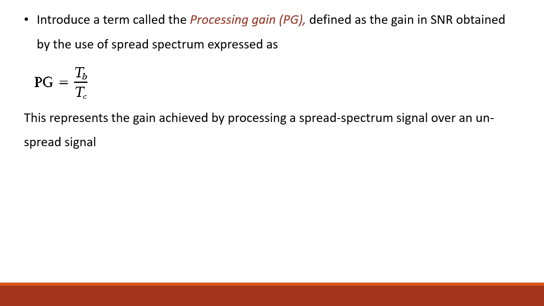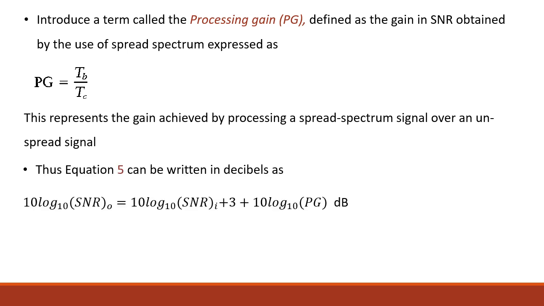Next we introduce a term called the processing gain, indicated as PG, and this is defined as the gain in SNR obtained by the use of spread spectrum. So this processing gain PG can be calculated as PG is equal to TB by TC. Now this processing gain represents the gain achieved by processing a spread spectrum signal over an unspread signal.